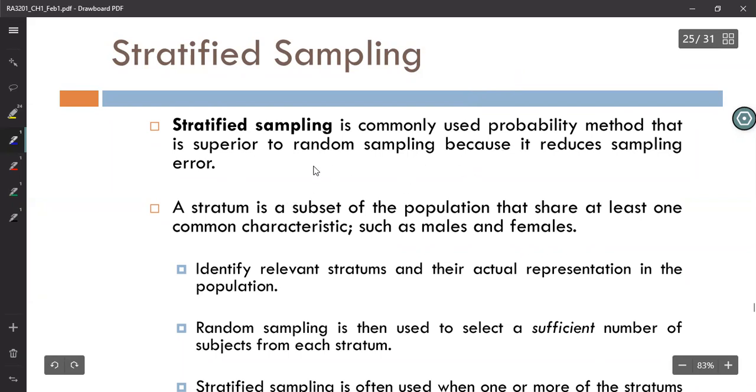It's called superior to random sampling because sometimes in your population you see several groups of different characteristics. Say, for example, males and females. If your study has the objective of comparing males and females, you have to make sure your sample also contains proper proportions of males and females representing your population.